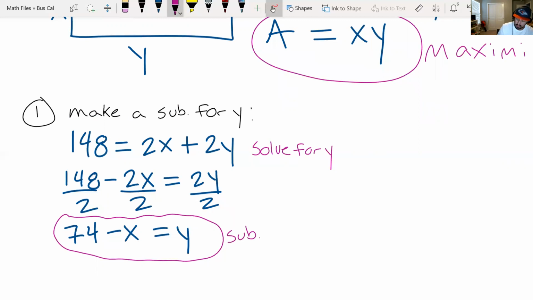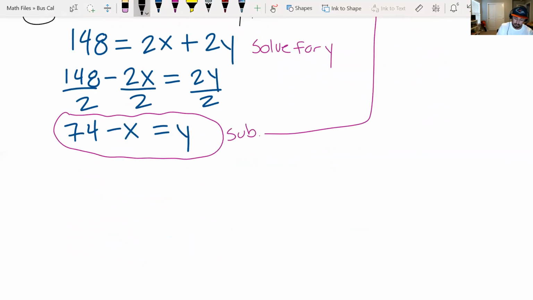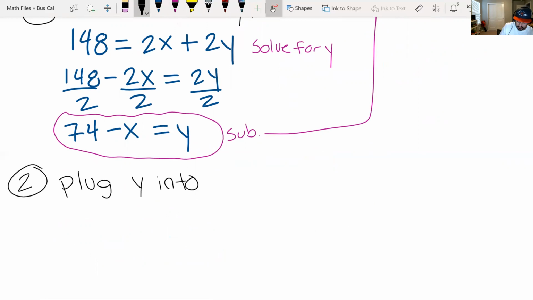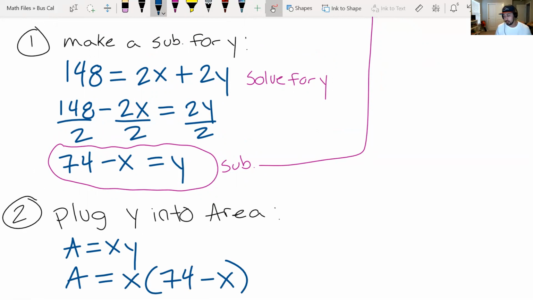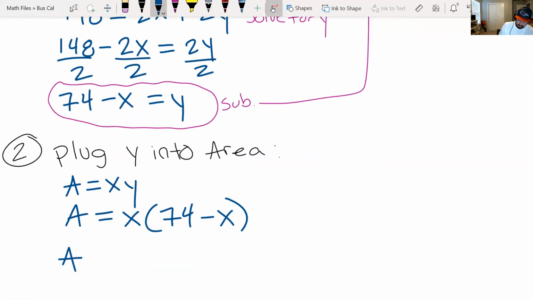There's our sub. And once again, you're going to take this sub and plug it in for that y value in the area equation. So that's our next step. Step 2: plug y into area. Area is x times y. And now area is x times our new y value of 74 minus x. Now clean this up, and area is 74x minus x squared.